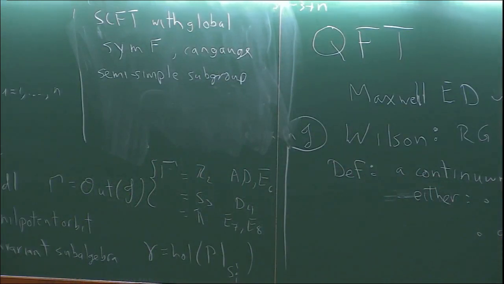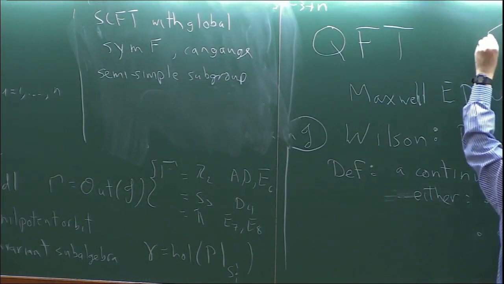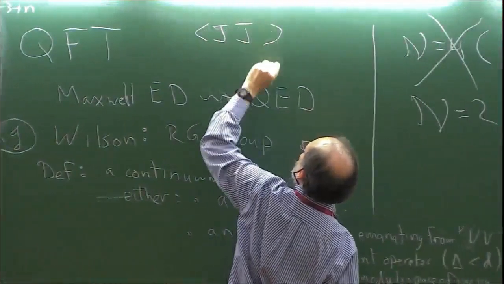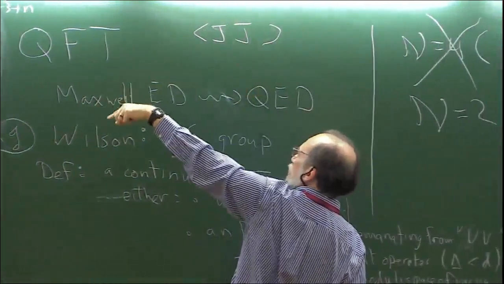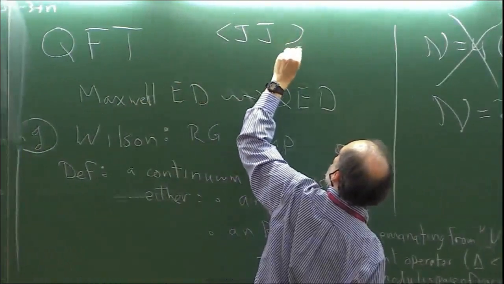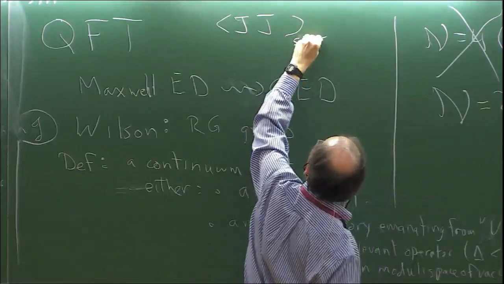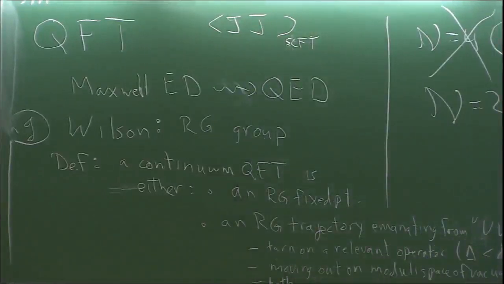So the beta function is one loop exact. So if I have an SCFT with global symmetry F, I can gauge a semi-simple subgroup, and the contribution of the superconformal field theory to the beta function is entirely determined by the two-point function of the conserved currents associated to that global symmetry, which determines a number which in the appropriate units is actually an integer that I'll call k.